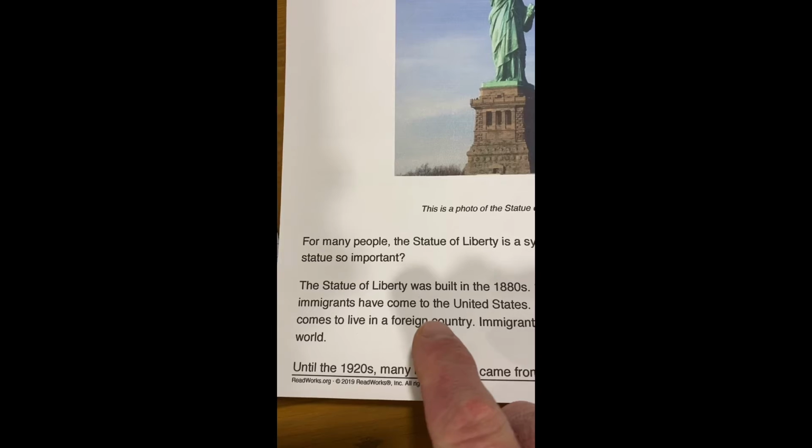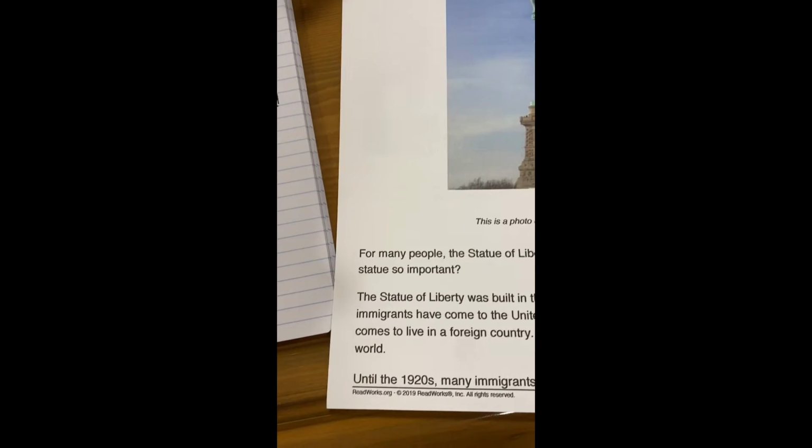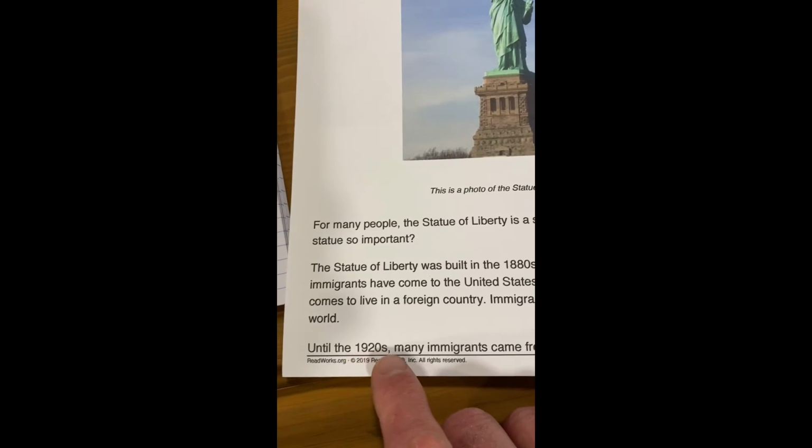Since that time, millions of immigrants have come to the United States. An immigrant is someone who comes to live in a foreign country. Immigrants had come from all over the world. Until the 1920s, many immigrants came from Italy, Germany, Ireland, Poland, and Russia.